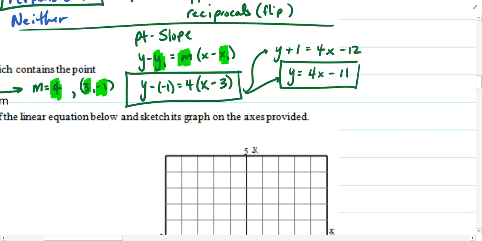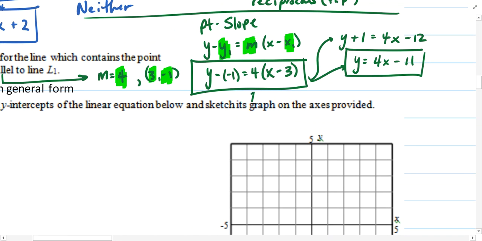So both of those are technically correct. This one is an equation, while this one is the slope-intercept equation of the same line. I would argue that this is a little bit easier to graph because we've used it more often, but either one would be fine.